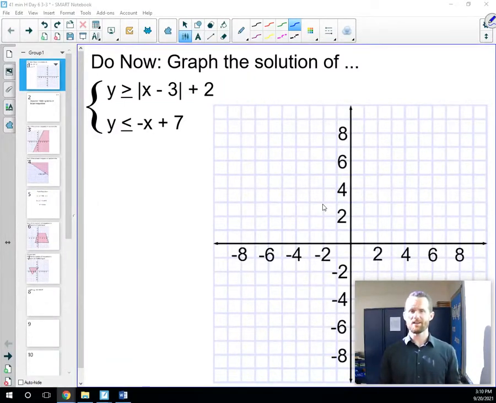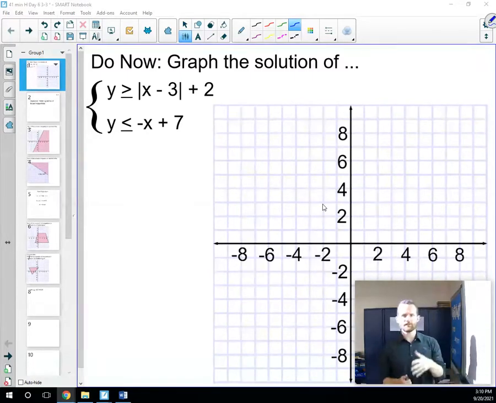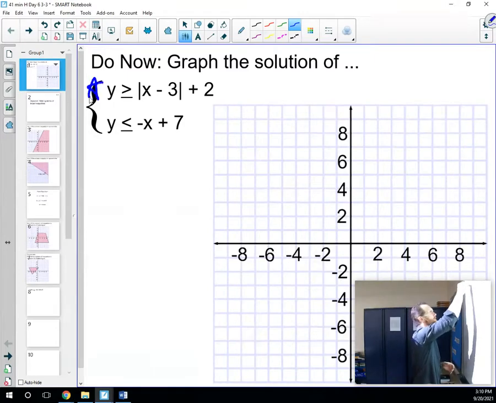So pause the video right here, give this problem a shot, come back when you think you have an answer. We're going over in 3, 2, 1, let's go. It says graph the solution of this system of inequalities. So let's do the first one, let's color code this.